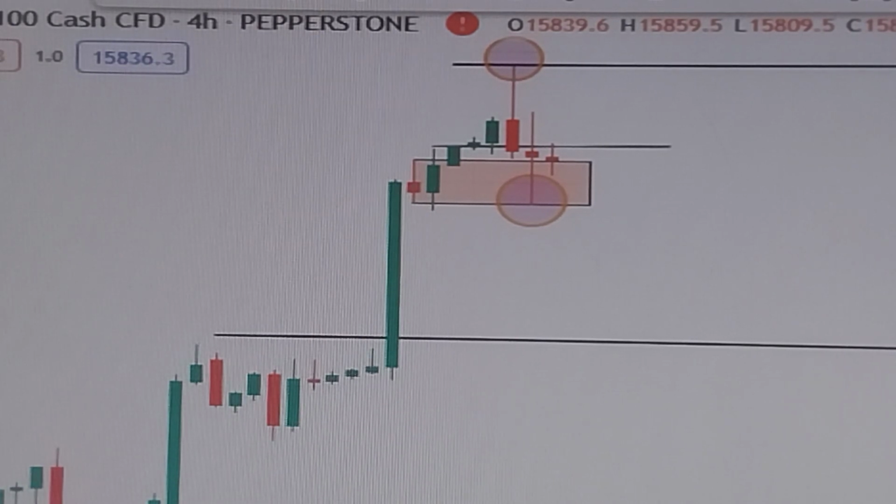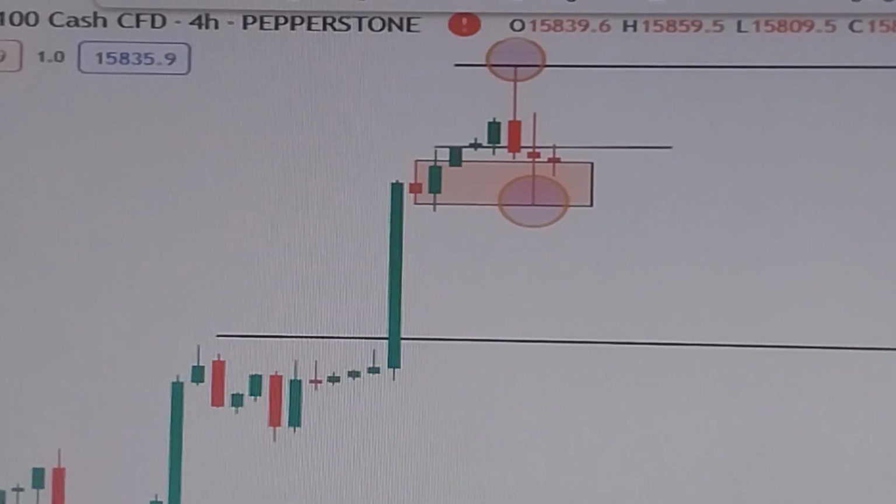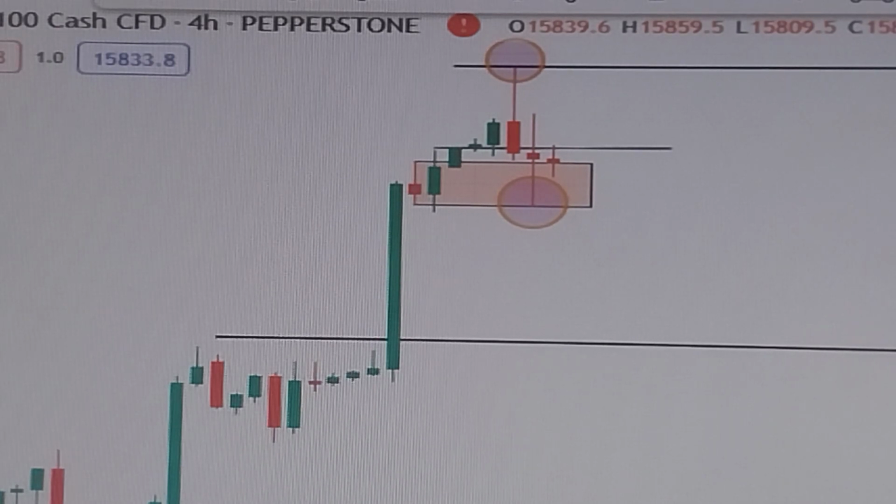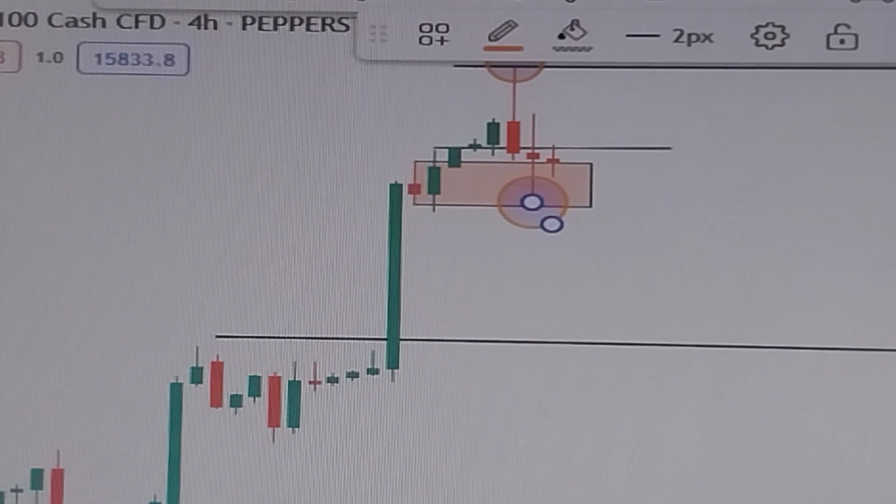So that zone gave us a sell from this area to this area. From that high and that low, we had sellers in the market. What am I trying to say?